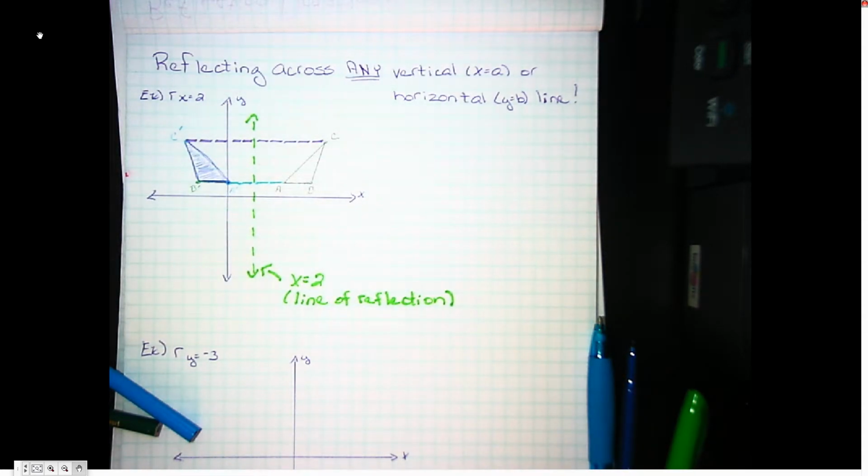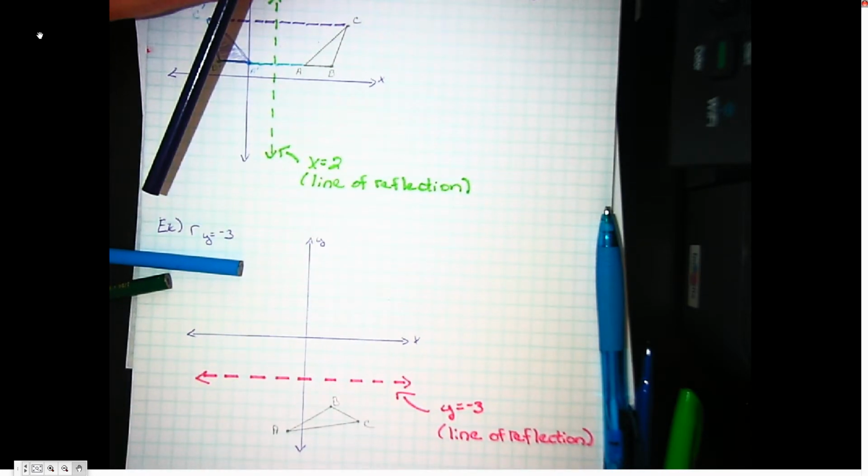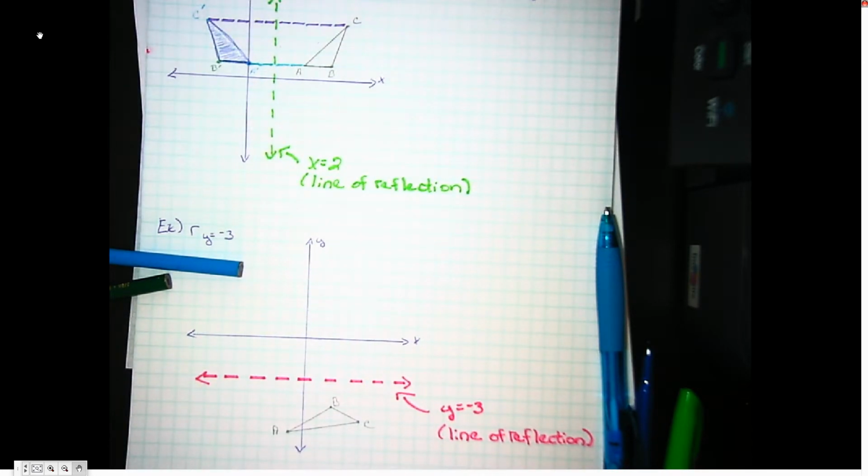Always count the distance. If it is a line that is not one of the axes, actually, even if it is one of the axes, you're going to look at distance as well. And that can really help you because you can eyeball this, which is great. You don't have to do a lot of math. You just have to be able to count spaces.